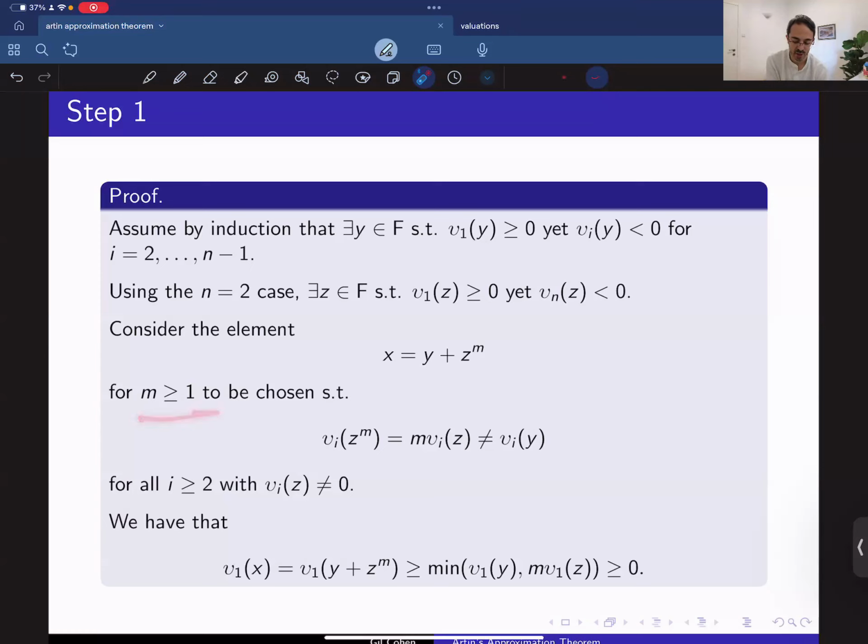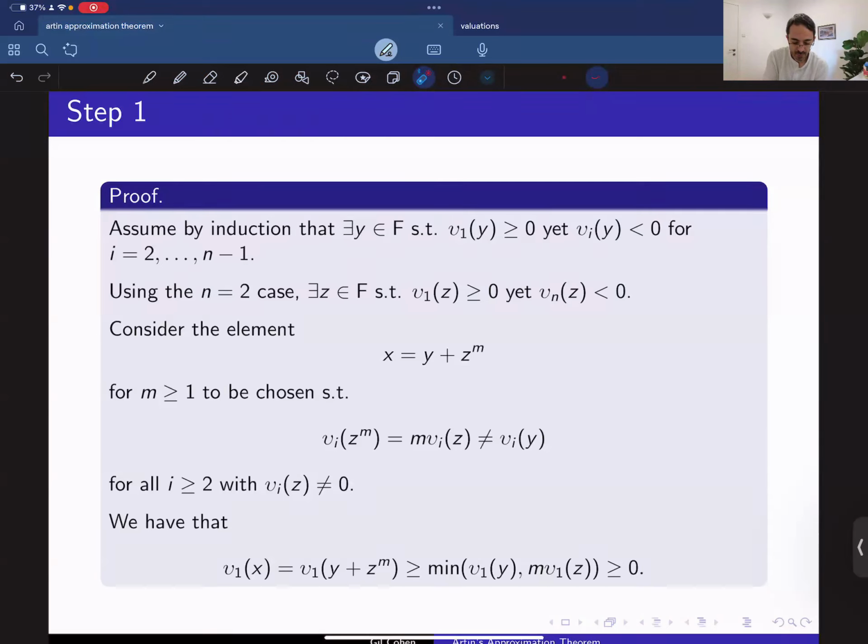So I'm going to choose M in such a way that Vi of Zm, for every I that's larger or equivalent to, Vi of Zm I need it to be not equal to Vi of Y. Why do I want that? Because in a second I'm going to consider the evaluation of this, and I want to use the strict triangle inequality, and I can only do that if these valuations are different. So I really want to choose M such that Vi of Z to the M is not equal to Vi of Y. Okay? And that's doable, right?